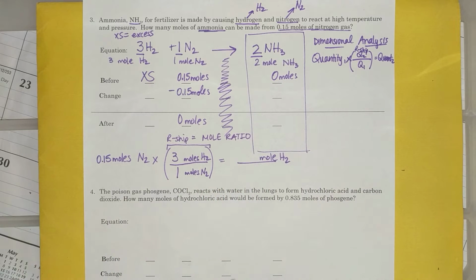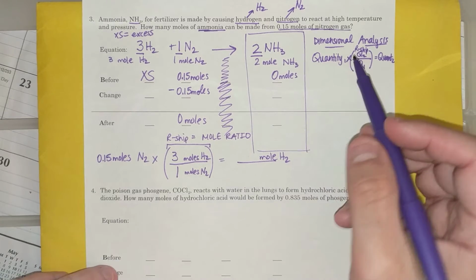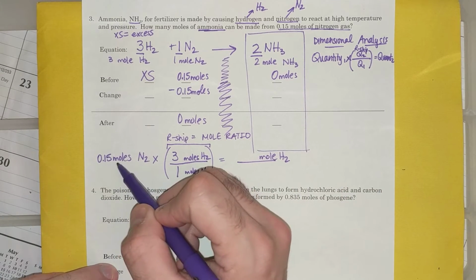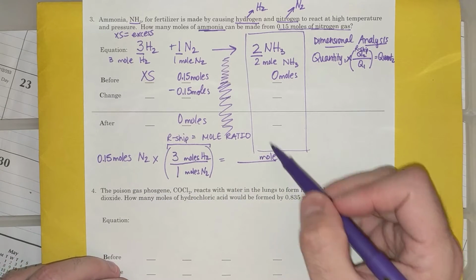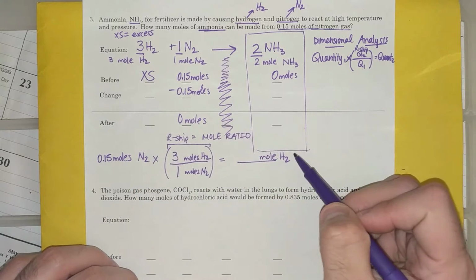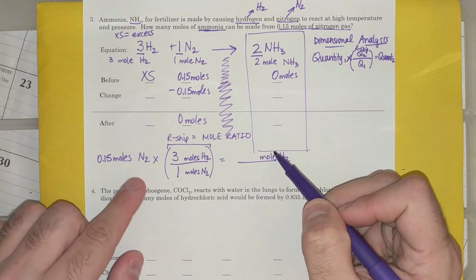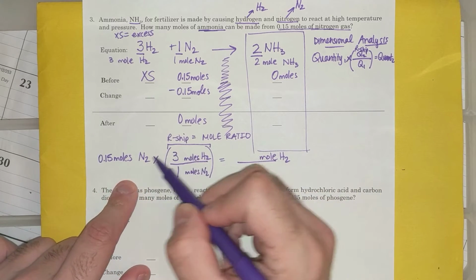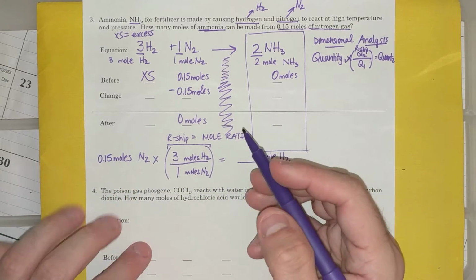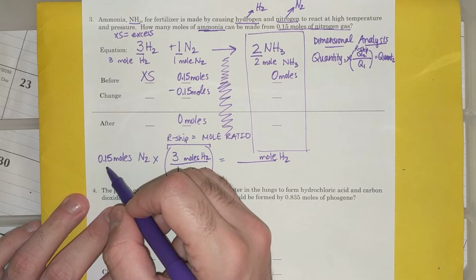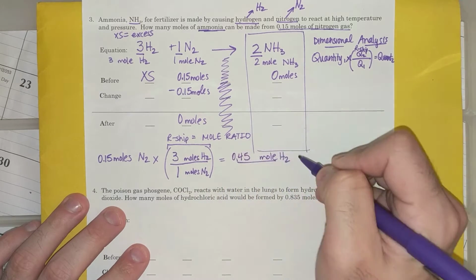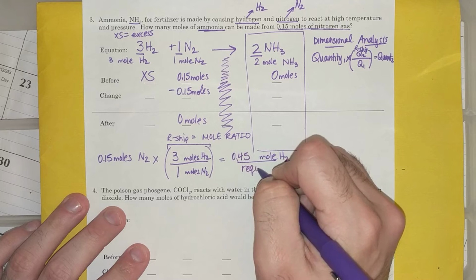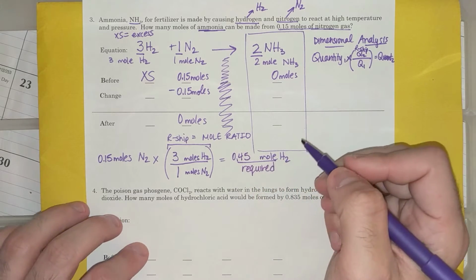Make sure, if you need to, you can rewatch this video about whatever I'm saying. For dimensional analysis, we write the quantity that we have, the quantity that was given to us, quantity 1. And I want this quantity, so I need a relationship that relates these two quantities: moles H2 over moles N2. If I do this math, 0.15 times 3, I should get 0.45 moles of H2 required for this reaction.